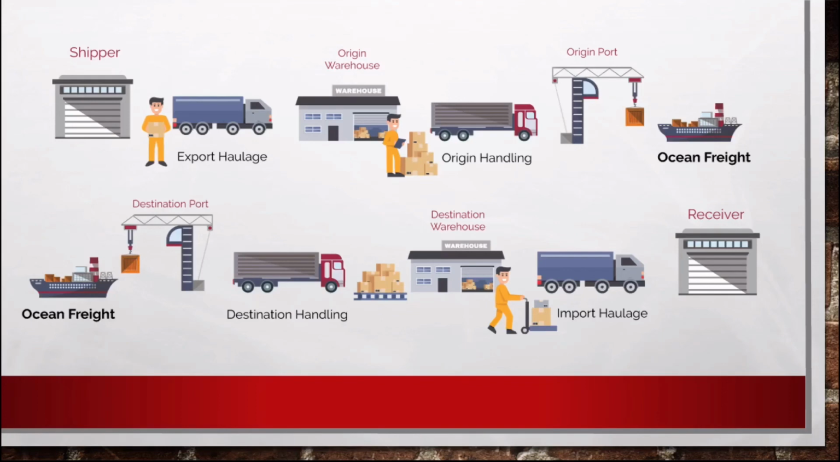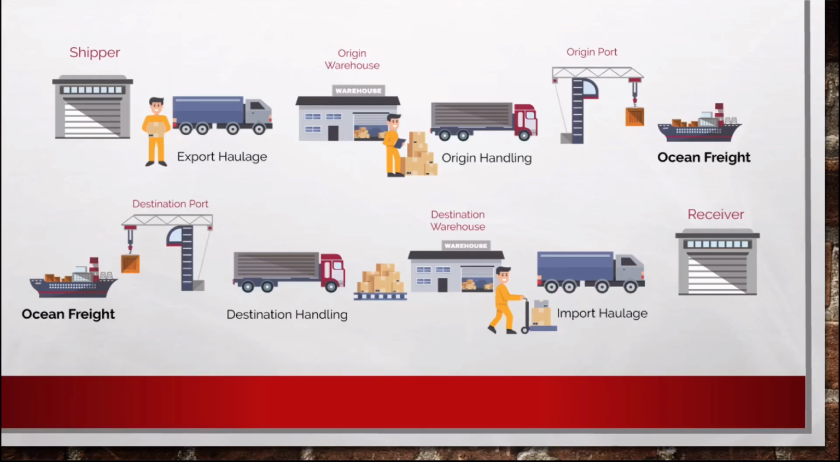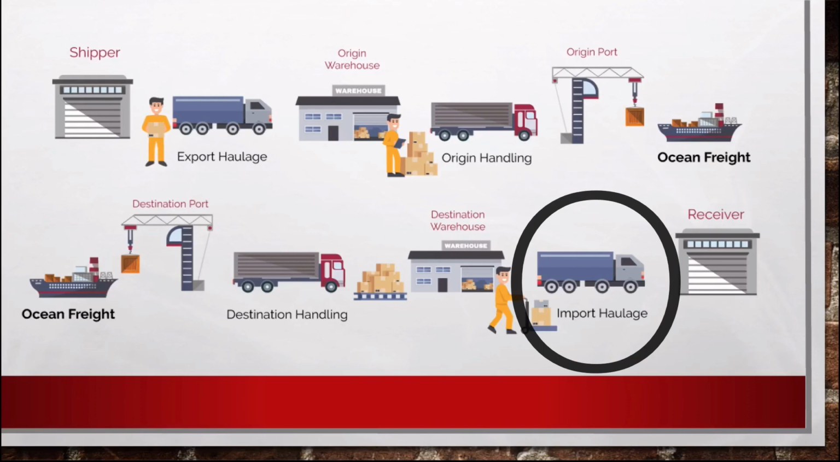Then comes the ocean freight, where the container is shipped on multiple vessels with transshipments in different ports. Next is the import customs clearance, where it prepares the submission of the declaration and the required documentation to customs authorities. Then comes the destination handling. The containers are collected at the port and brought to the destination warehouse. And the last step is the import haulage. It is the transfer of cargo from the import warehouse to the cargo's final destination.